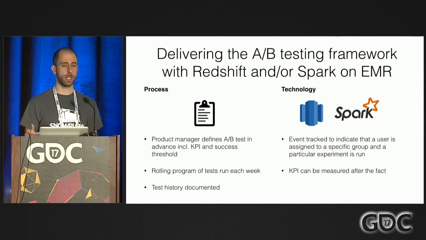So having that complete event stream either in Redshift or in S3, and being able to run any of those queries so we can compute any of those metrics on the test group versus the control group, are really, really key.